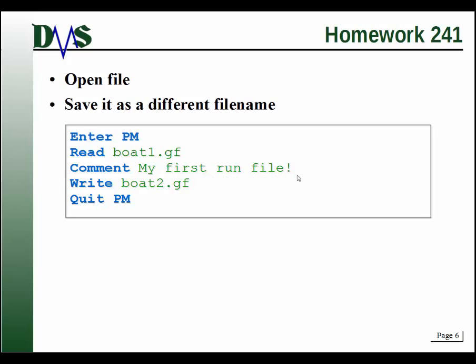Comment, this just writes a comment to the geometry file. It's useful for things like revision history, keeping track of when it was last revised, who the last author was, that sort of information. It's not part of formal output usually. Write, that's the equivalent of saving the file. And you can see we've got a new geometry file name for it. So it's boat2.gf. And then finally, you quit PartMaker.